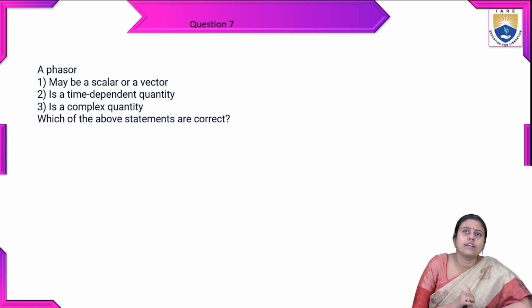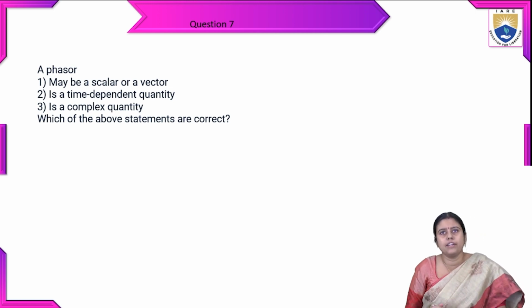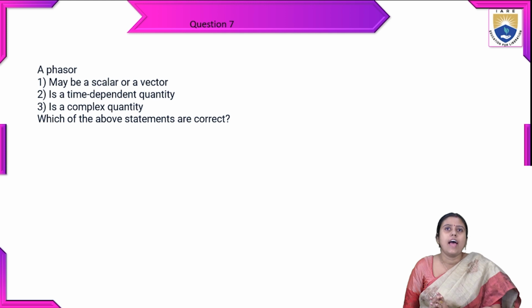Now, question number 7. A phasor may be a scalar quantity or vector quantity. It is a time independent quantity, is a complex quantity. Which of the following is a time dependent quantity, and a phasor is a complex quantity. Which of the above statements are correct?